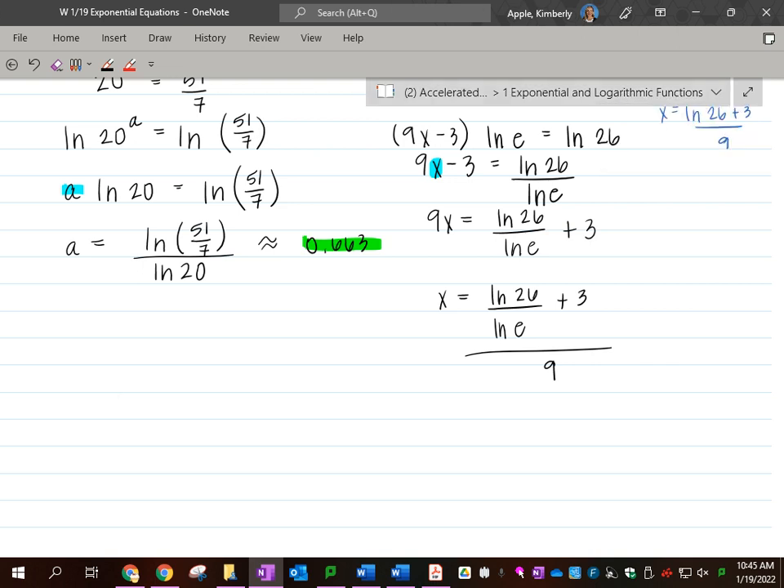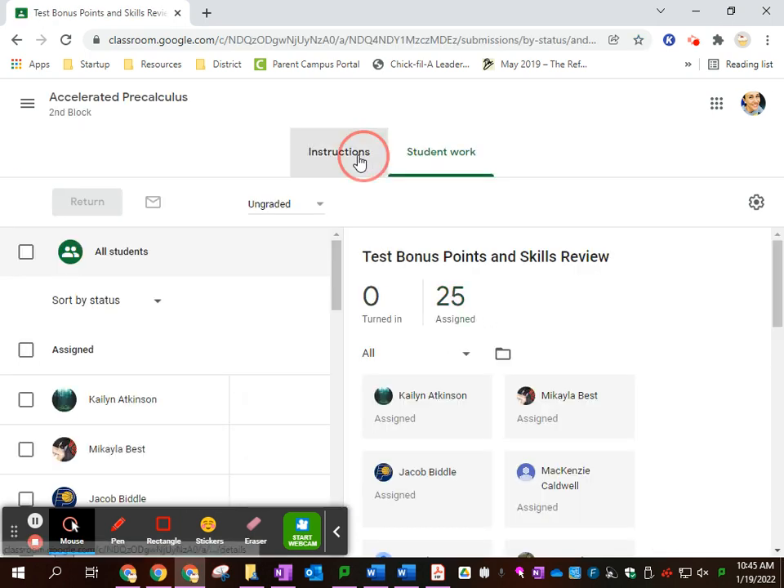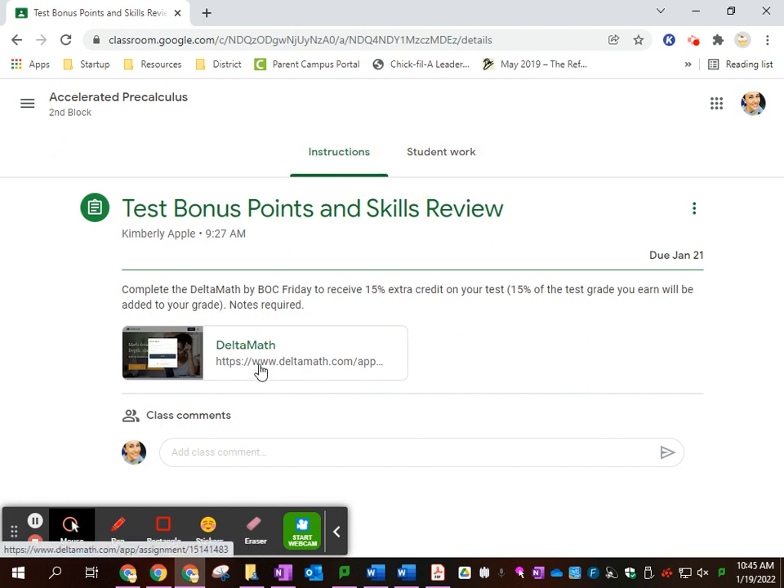The second thing is if you look at Google Classroom, there's also a Delta Math posted for you, which is optional. But I want to just show you. Let's see. See it, test bonus points and skills review. So this is a Delta Math that is due, if you choose to do it, by the beginning of class on Friday. And if it is completed and you turn in the work, which is notes required, you'll show the work and then turn it in.